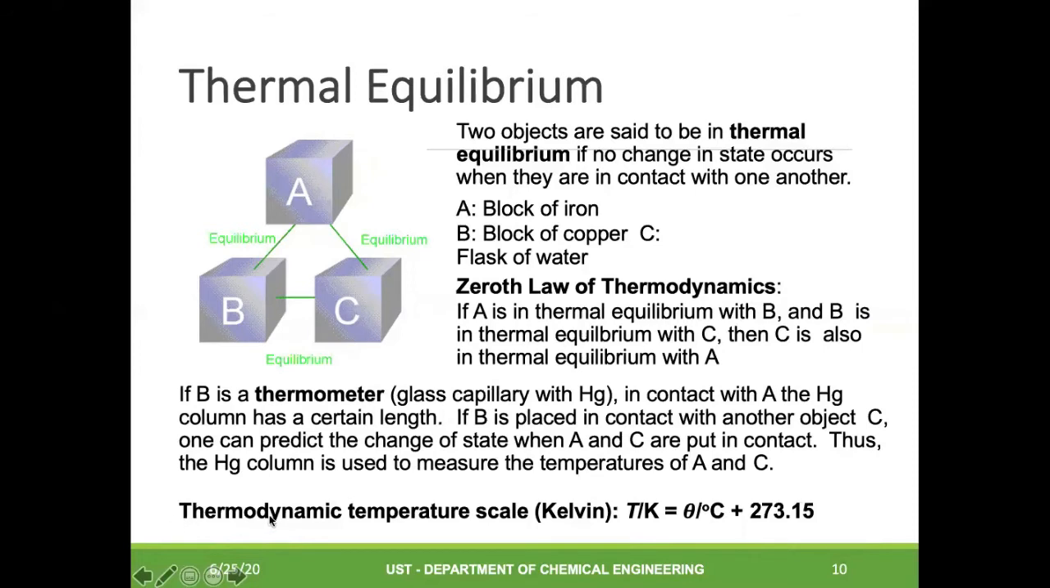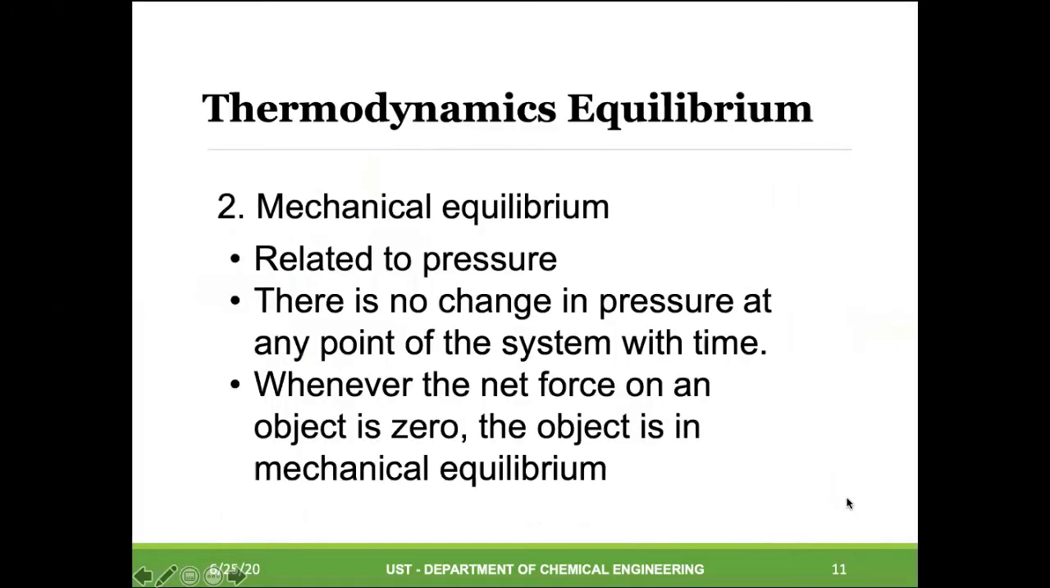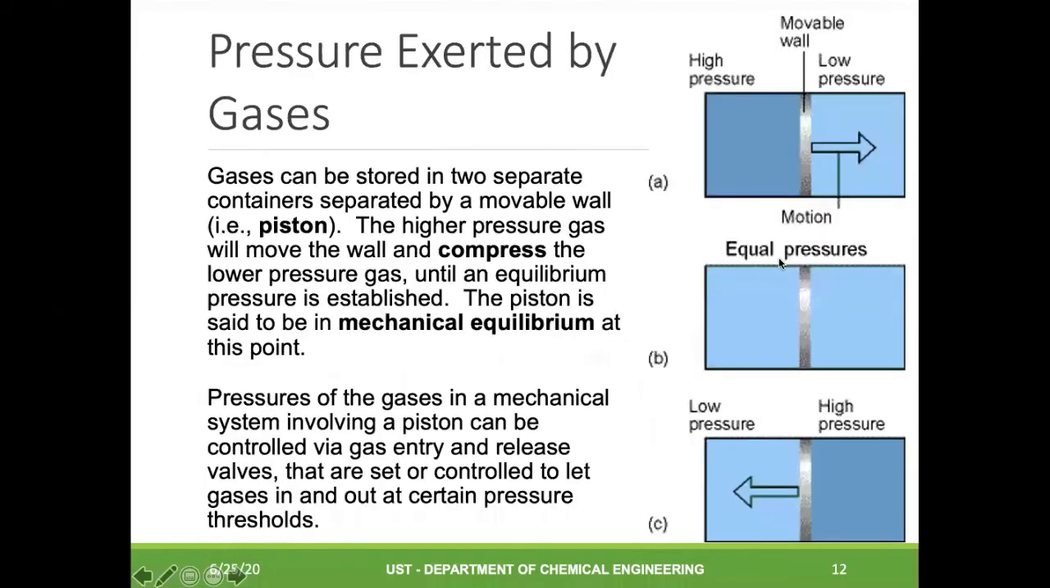And you know that to convert the temperature scale into Kelvin, if you have the temperature in degrees Celsius, plus 273.15. Now, mechanical equilibrium is related to pressure. Mechanical equilibrium is achieved when there's no change in pressure at any point of the system in time. And whenever the net force on an object is zero, the object is in mechanical equilibrium.